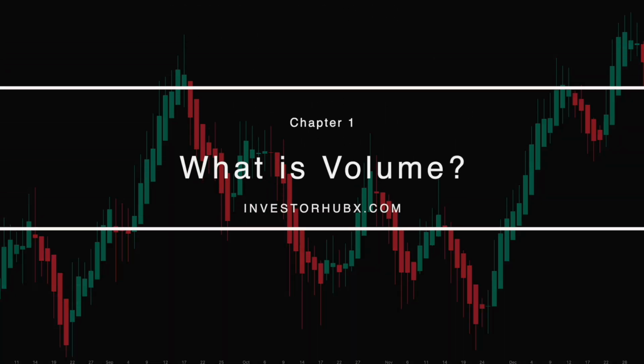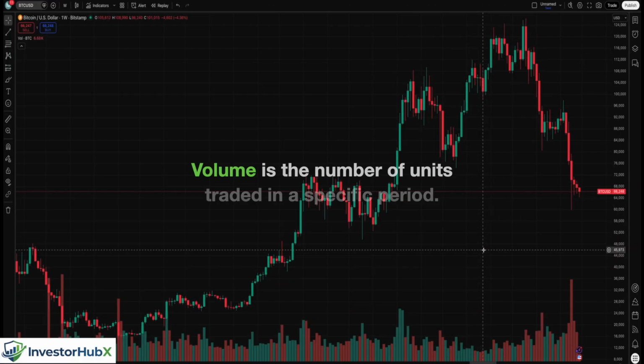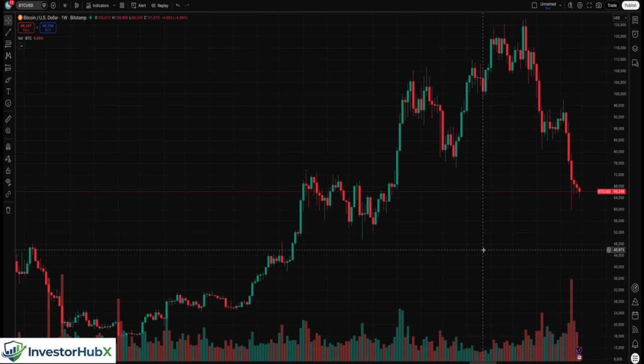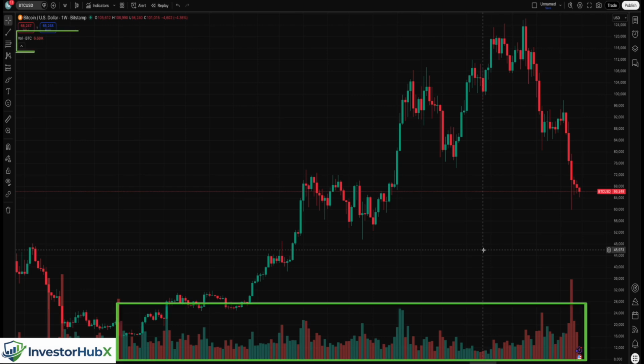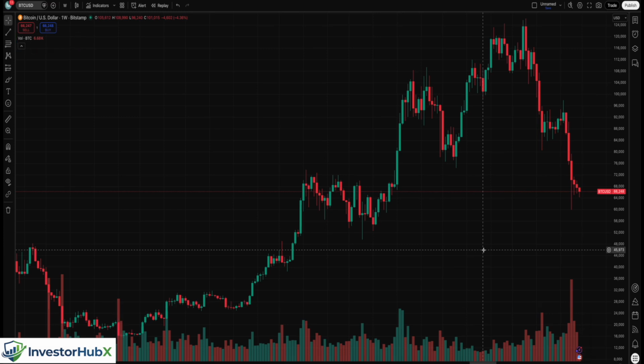So what is volume? Volume is the number of units traded during a specific period. Let's look at the Bitcoin chart as an example. On the top left, you'll see the volume indicator. It shows the symbol and the total volume traded during that period.